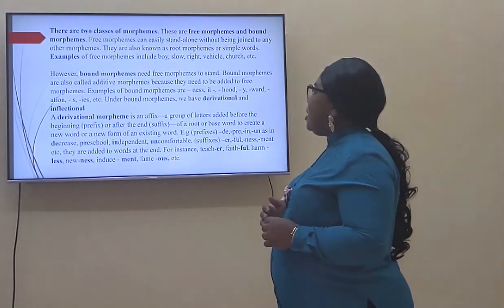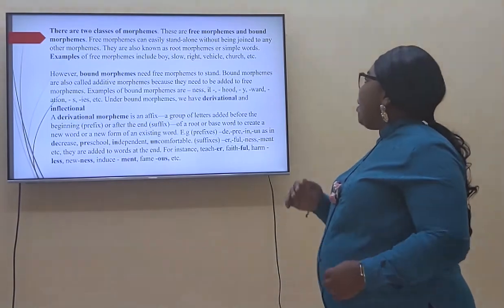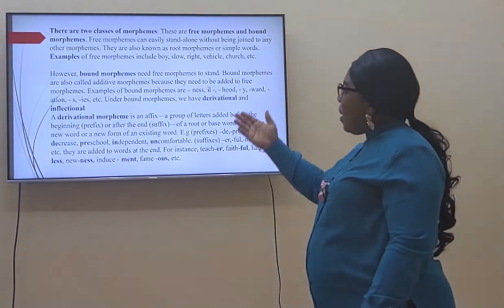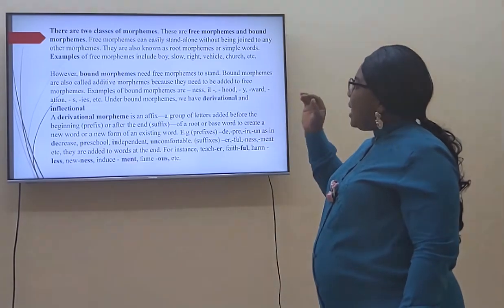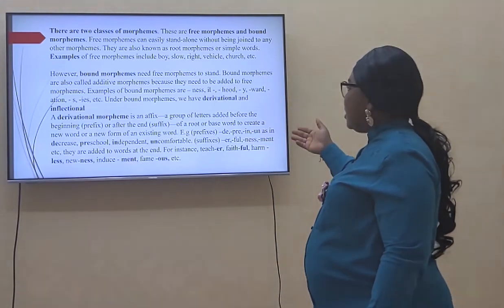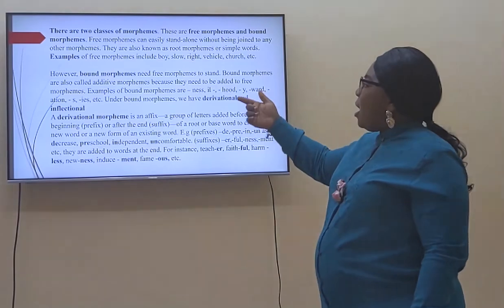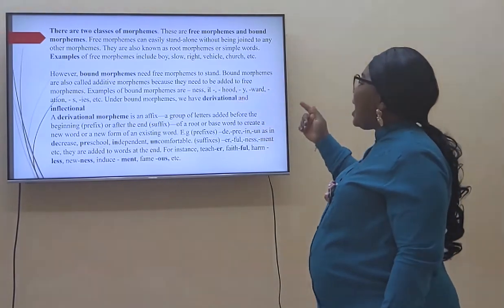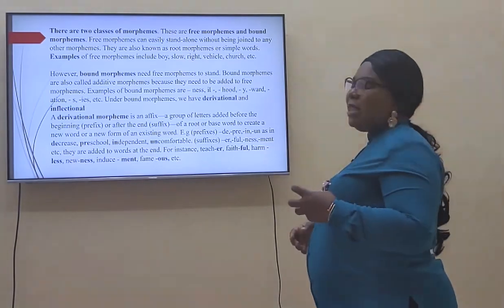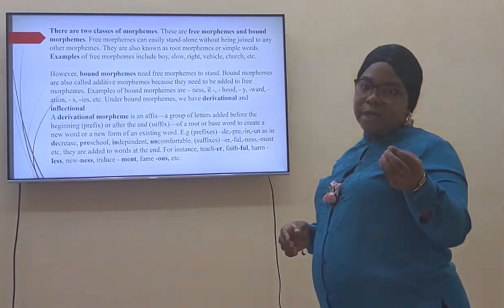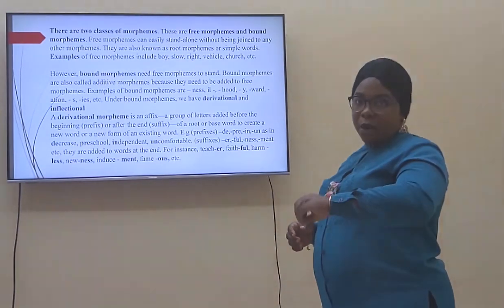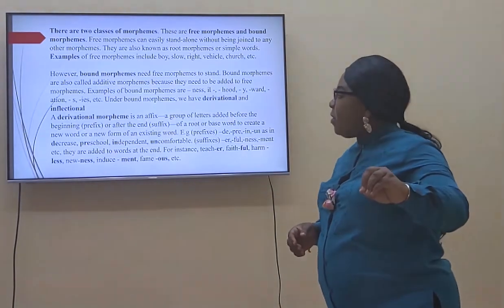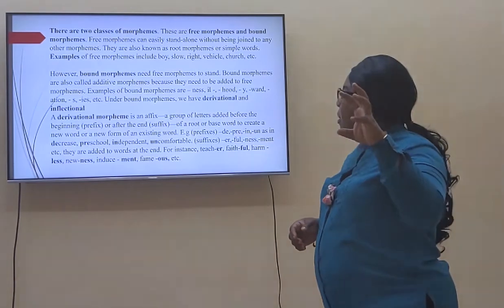Okay, there are two classes of morphemes. There are free morphemes and bound morphemes. What are bound morphemes? Bound morphemes need free morphemes to stand. Now, bound morphemes are also called additive morphemes because they need to be added to free morphemes. Bound morphemes are like what you have in biology as parasites. They cannot stay on their own. They have to feed on free morphemes for them to make their own meaning.